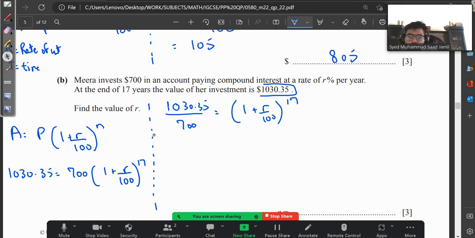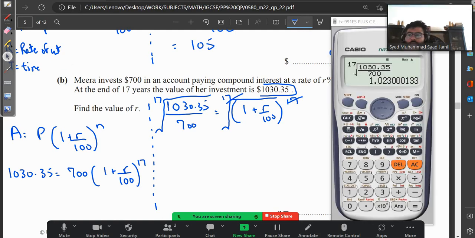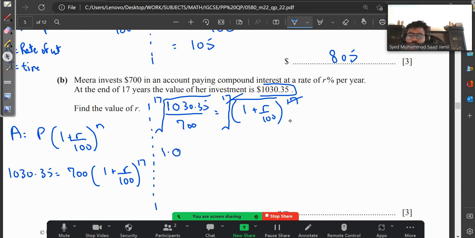Now in order to remove this 17, we will take the 17th root of both sides. Okay? And once we do, this will be cancelled out, and let me calculate it over here. So I have calculated it. So this answer turns out to be 1.023. 1.023 is equal to, since we removed the 17, 1 plus R upon 100.